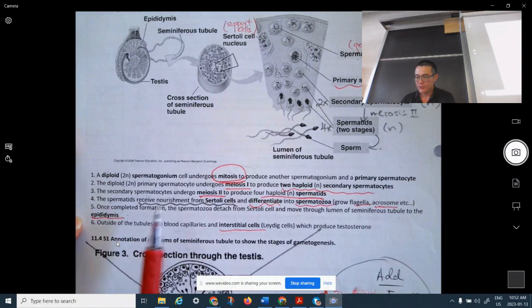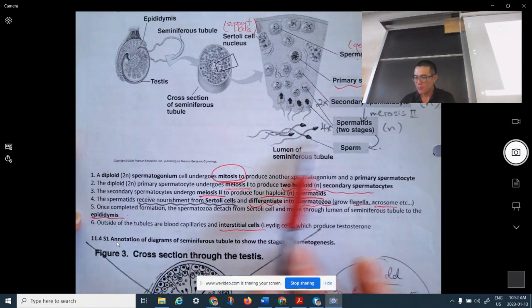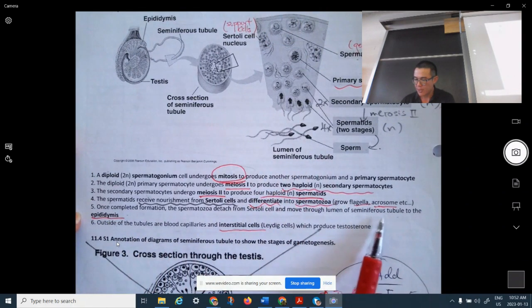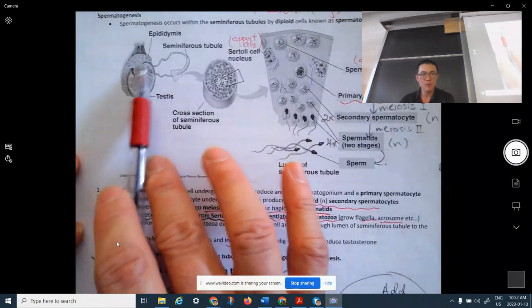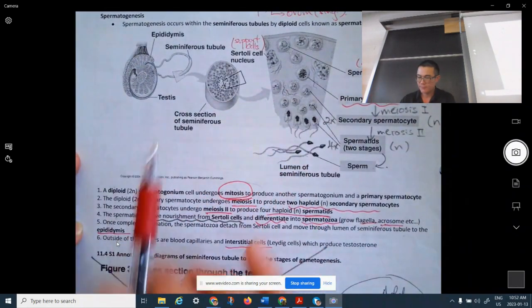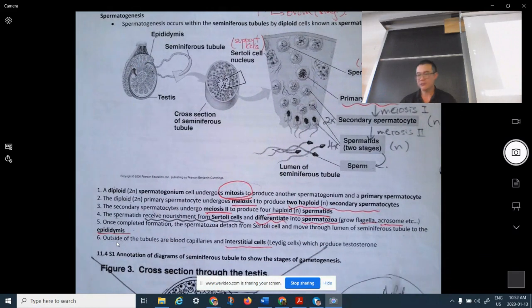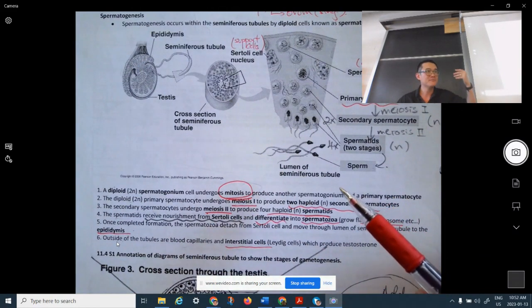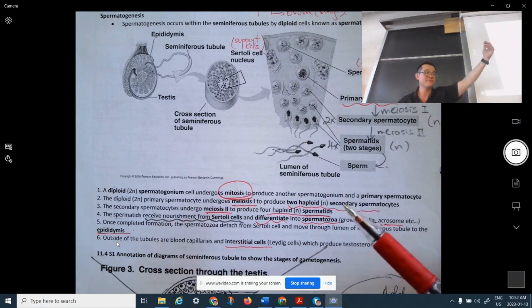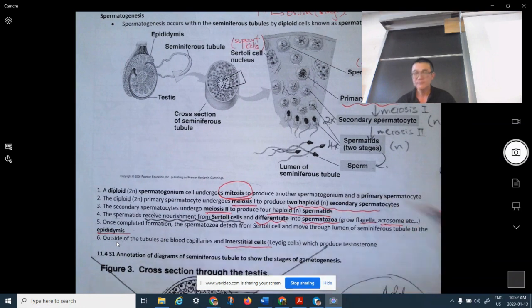Okay. So these spermatozoa go to the epididymis. This is where they will gain the motility. After all, yes, they have the flagella, but they have to be able to do a number of things before they can swim a relatively long distance. Okay. Are we good so far?